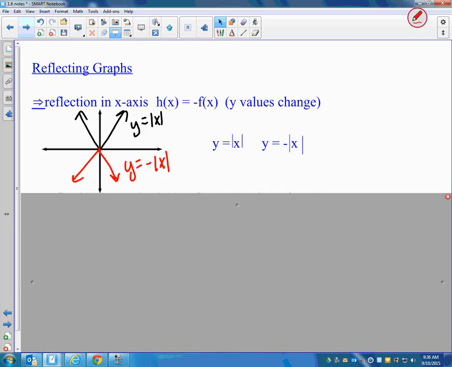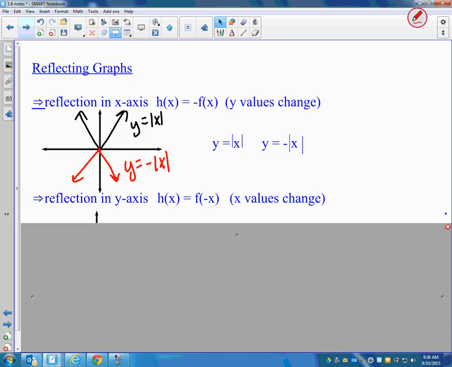It's probably the one we see more often in functions. But we can also have a reflection in the y-axis, and again, it's all about whether it's on the inside or the outside of the function. So in the x-axis, it's all about the negative being on the outside. If it's a reflection in the y-axis, it's all about the negative being inside the function. So the negative is inside. So I wrote h of x equals f of negative x.